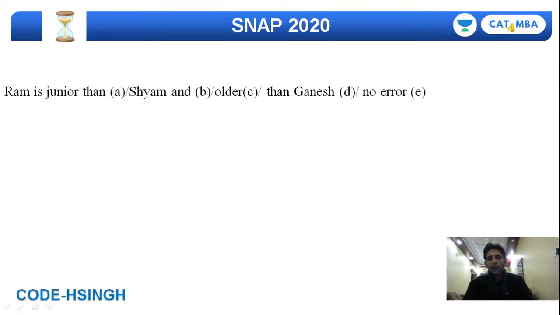So guys, on the screen you have the next question, and let's see who can answer this one. Ram is junior than Shyam and older than Ganesh, and then there is an option that says no error. So what do you say? Is this sentence correct?